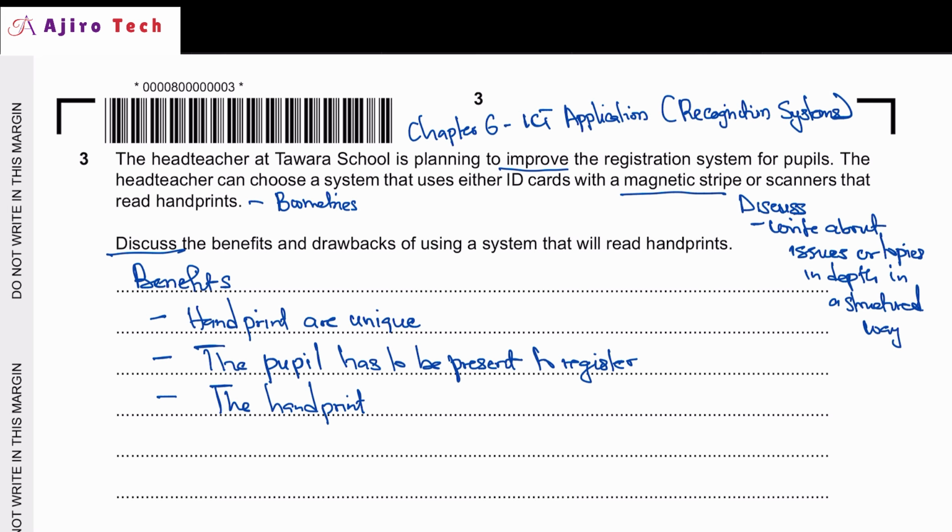Protection of data, more specific. And I talked about the command word. I said for discuss, it means to write about issues or topics in depth in a structured way. That simply means that for you to write about an issue in a structured way, you have to talk about the benefits and the negatives of that topic.